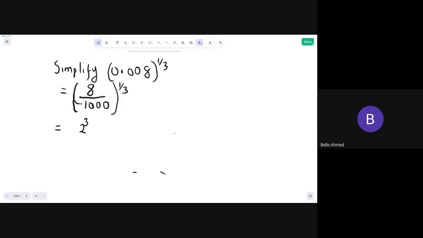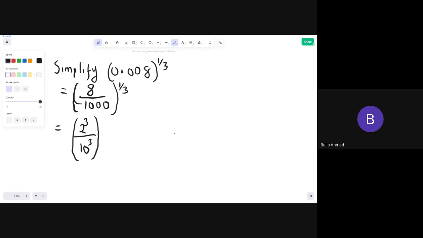So we are going to be doing the same thing for 1,000. So we are going to have over. Then the 1,000 is 10 times 10 times 10, meaning 10 in 3 places. So we have 10 raised to the power of 3 also. Then we are going to open bracket and close it back. Then everything raised to the power of 1 over 3.